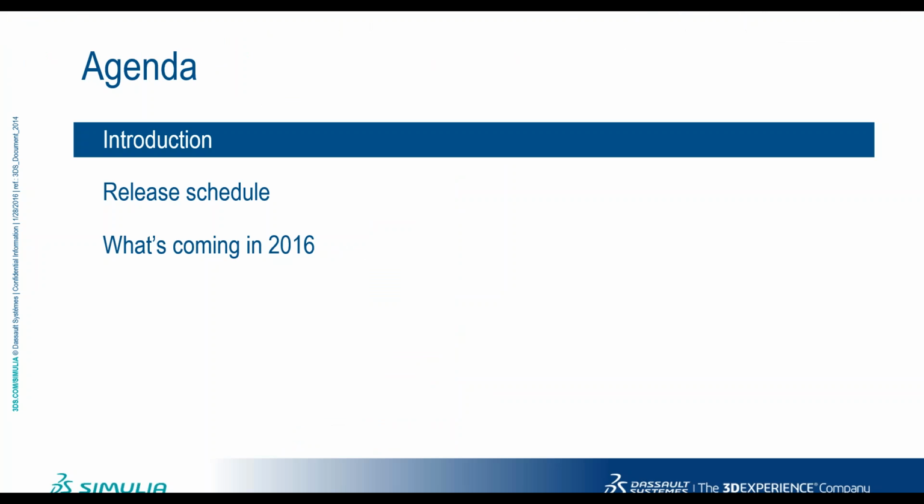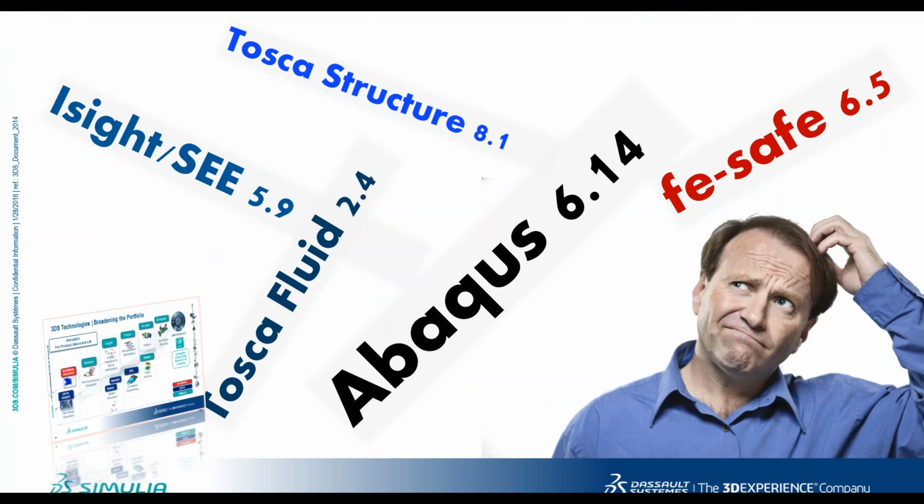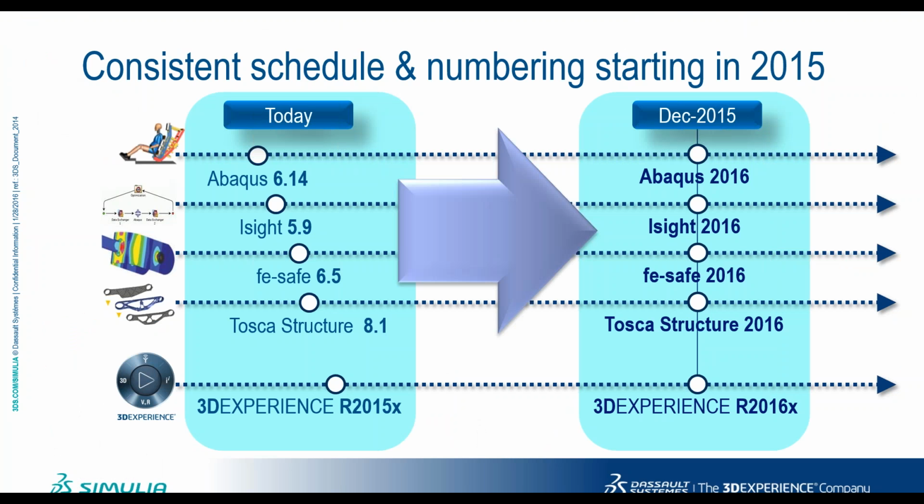what's new in 2016? So basically, what you've noticed first, it's not called 615, or sorry, it's not called 616 either. All the releases are aligned this time, so you no longer have to worry about which version of iSight, FE-Safe, Tosca, and so on versus which version of Abaqus. It's all streamlined, all released at the same date, so from now on, everything is going to be called 2016. It makes things much simpler and much clearer.